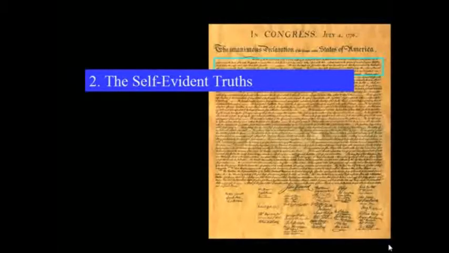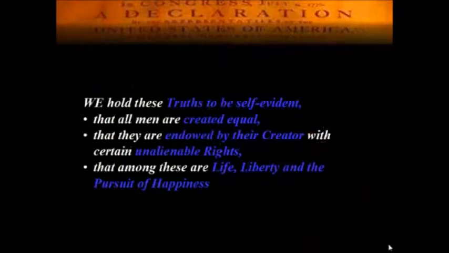And so in this first paragraph, the most important thing of the 4 we've just looked at are these self-evident truths: that we're created equal, that we're endowed by our Creator with unalienable rights, and those rights among many would be life, liberty, and the pursuit of happiness.